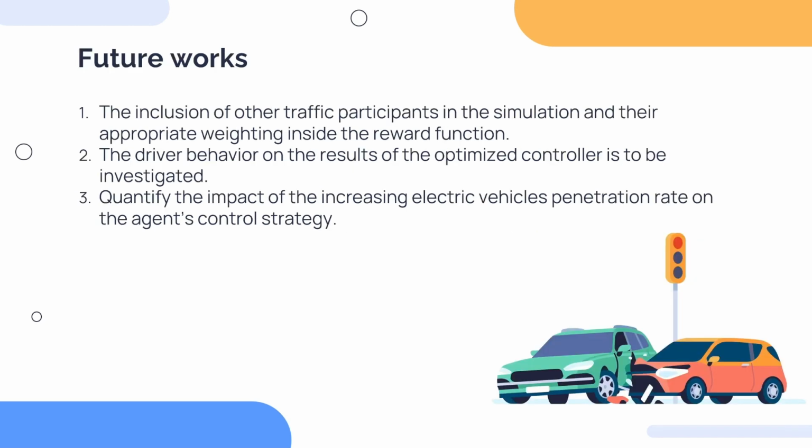Next. For future studies, it is recommended to include other traffic participants in the simulation and their appropriate weighting inside the reward function. Besides, it is encouraged to consider driver behavior for the controller. Lastly, it is also necessary to quantify the impact of the increasing electric vehicles penetration rate on the agent control strategy. So this is the end of our presentation.